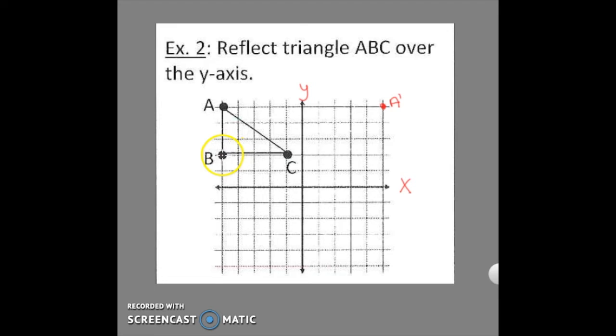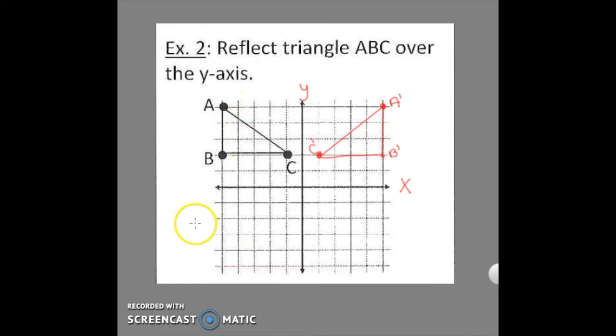We're going to move point B. Let's determine the distance from our y-axis. So 1, 2, 3, 4, 5. It's 5. We're going to move the same distance to the right from my y-axis. 1, 2, 3, 4, 5. So here is my B prime. Let's move point C. It's 1 away from my y-axis, and I do the same, move it 1 away from my y-axis. So this is C prime. So now let's just go ahead and make sure we create our image. So we just performed a reflection over the y-axis.